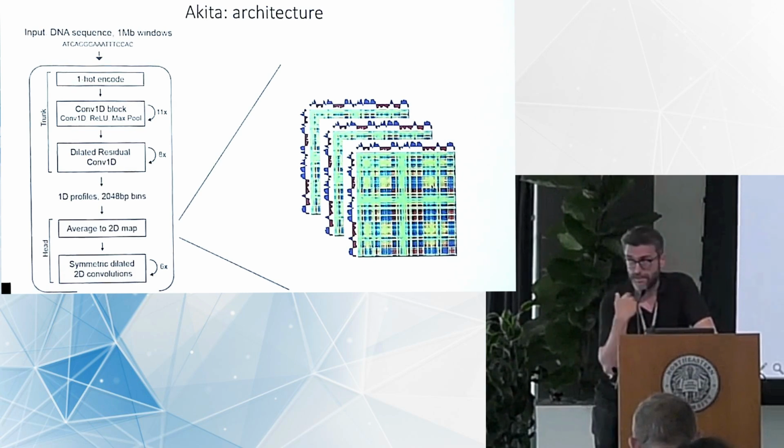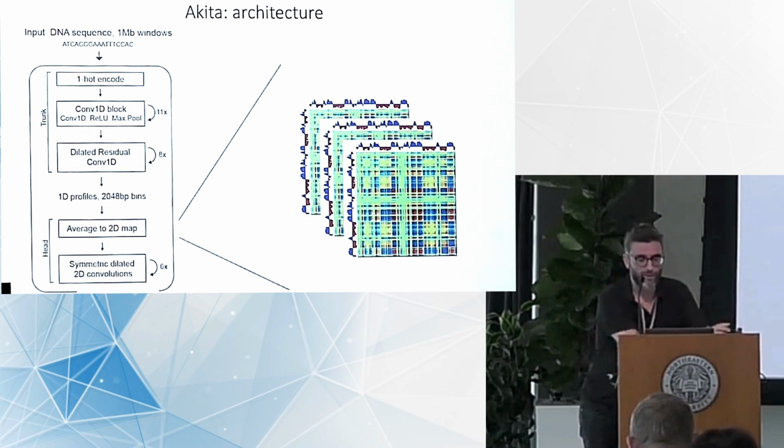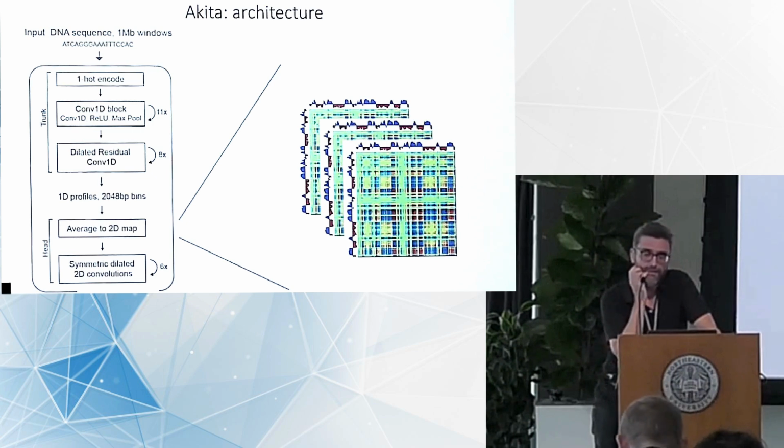And just as the sequence to profile models involve some additional layers to make that work well, we also had to add some layers to make this genome folding problem tractable. And the most important thing is we needed some way to convert information in 1D to 2D, right? Because instead of predicting a profile from a 1D sequence, we're predicting a map from a 1D sequence. So there's many different ways that you could imagine doing that.